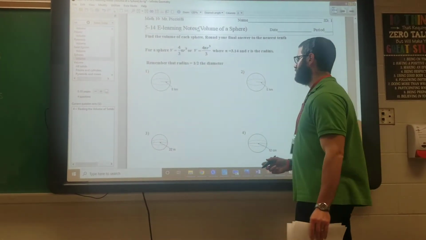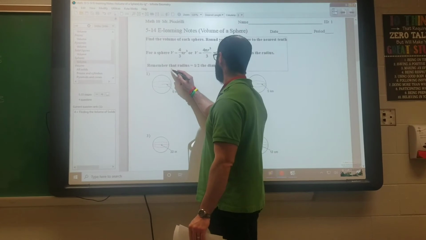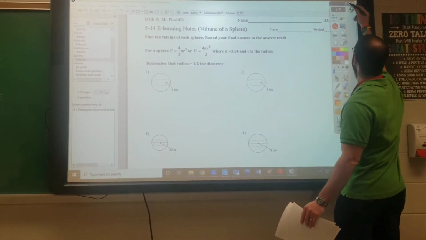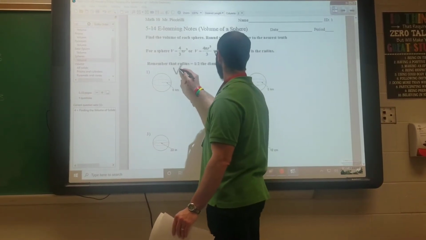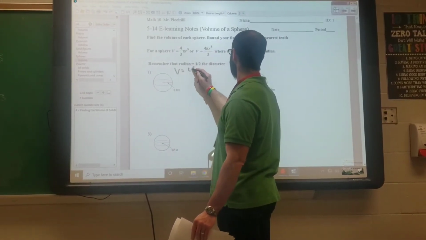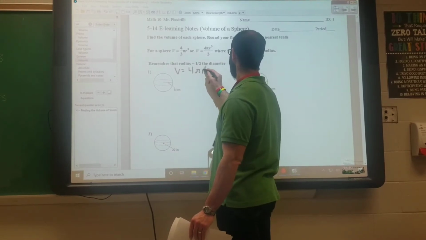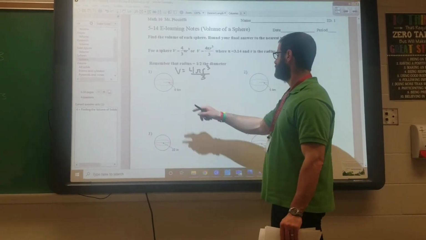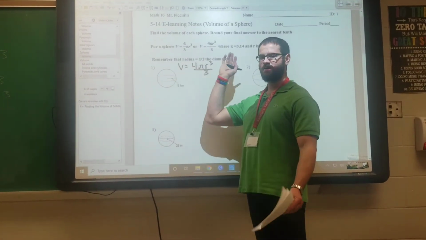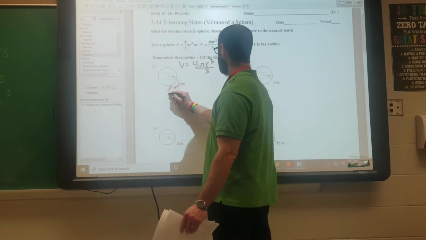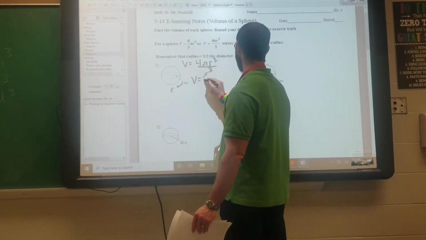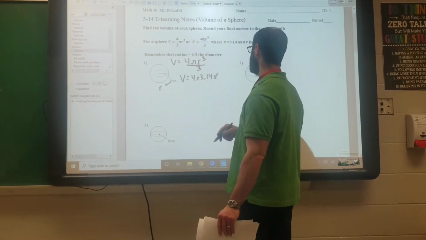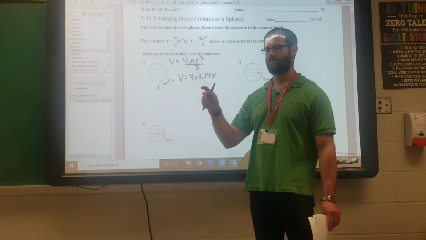Let's look at the first two. We're always going to start with our formula. So volume, I'm going to use this version, 4 pi r cubed over 3. So 8 kilometers, since that's halfway across, that's the radius. So we plug in: volume equals 4 times 3.14 times the radius cubed, so that would be to the third power.